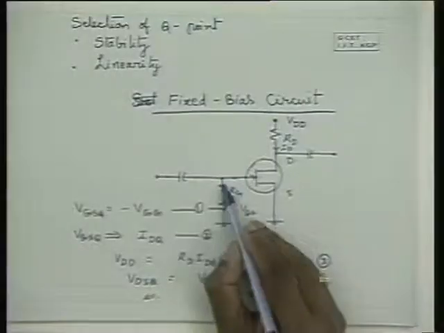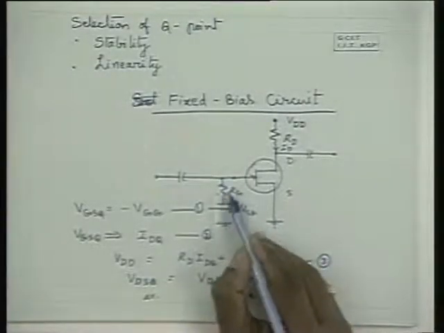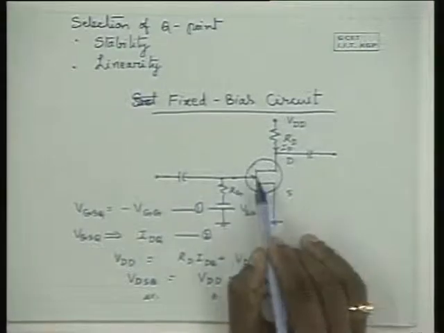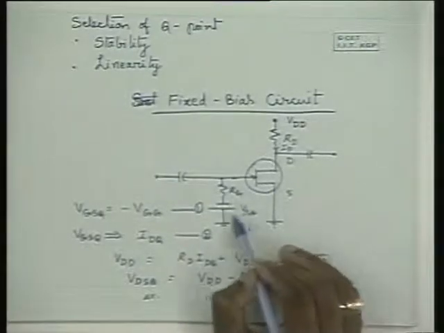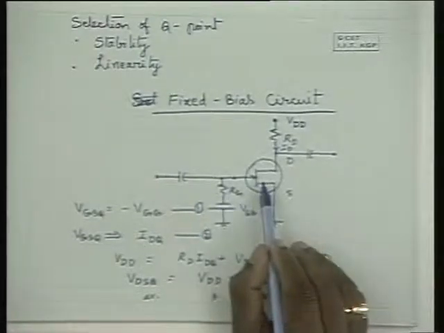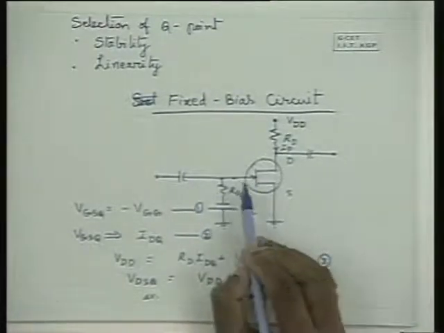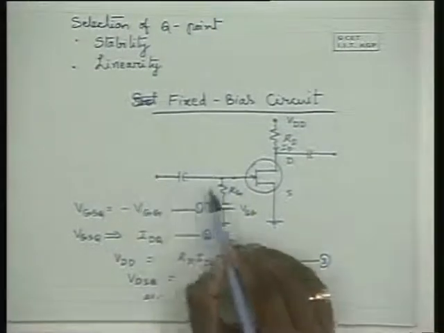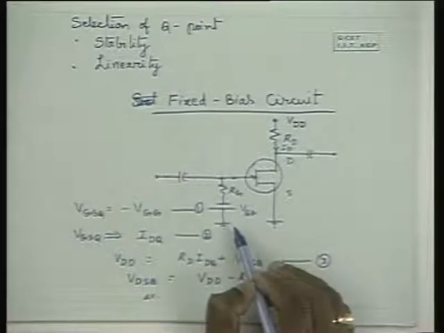Now this resistance here, this RG, what is its role? It doesn't have any role as far as biasing is concerned, because VGS is equal to minus VGG, because practically no current flows through this. But RG is required to see that the input alternating signals are not short circuited.